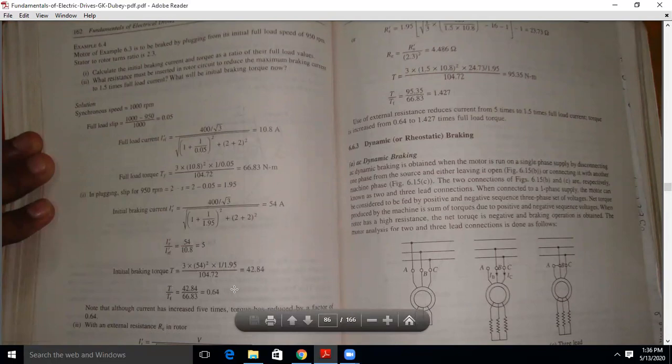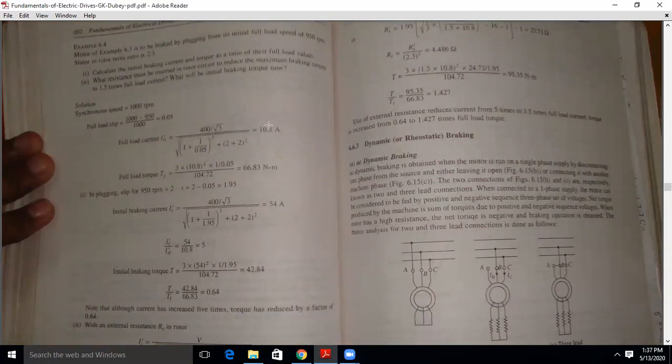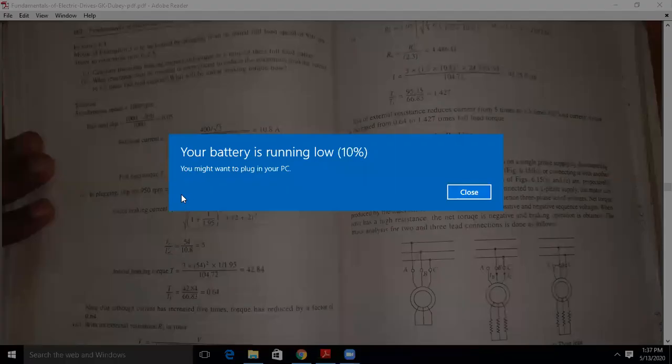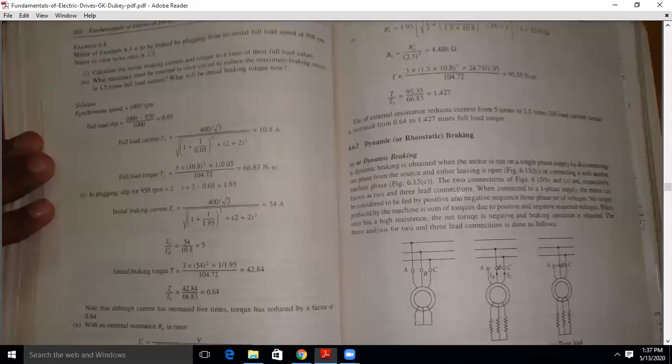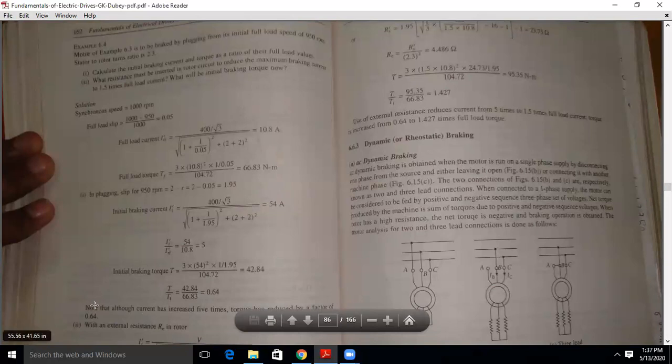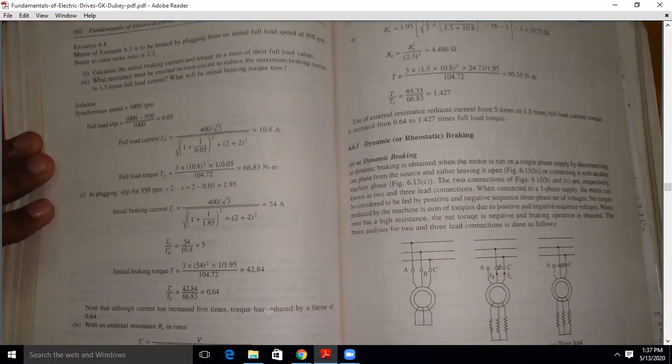it is 0.64. So note that although current has increased 5 times, please remember, whatever the current is there, it is 10.8 in this case, and after this particular plugging, it has become 54. It is approximately 5 times more. Note that although current has increased 5 times, torque has reduced by a factor of 0.64. So in this case, the ratio is 0.64.